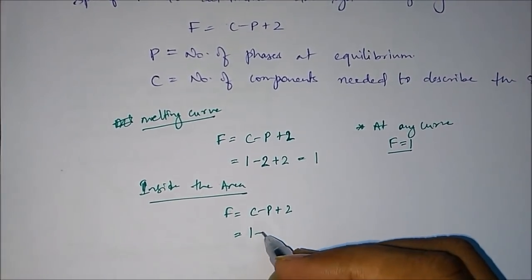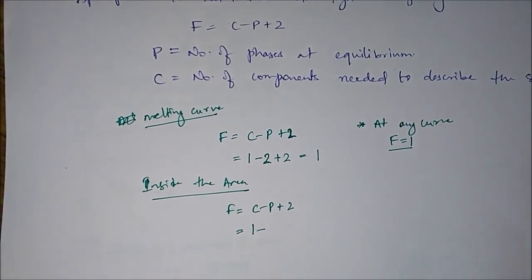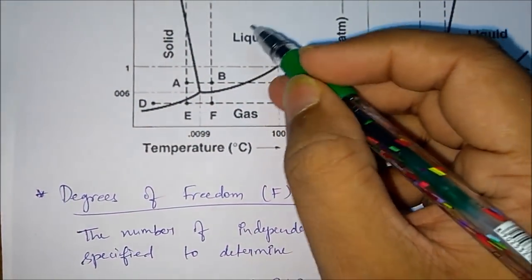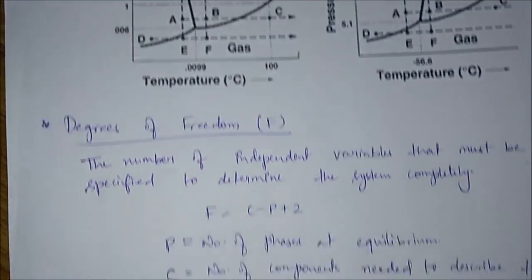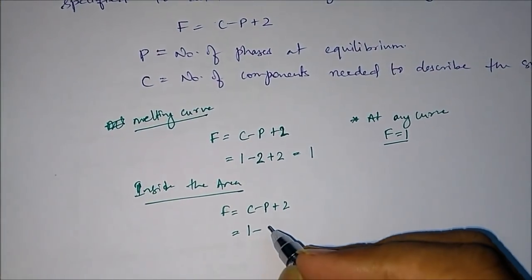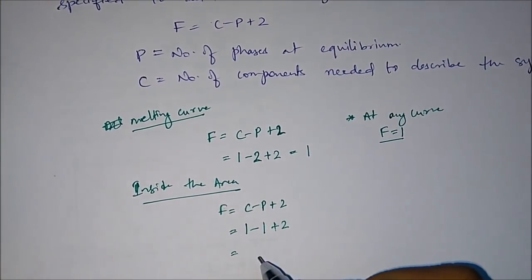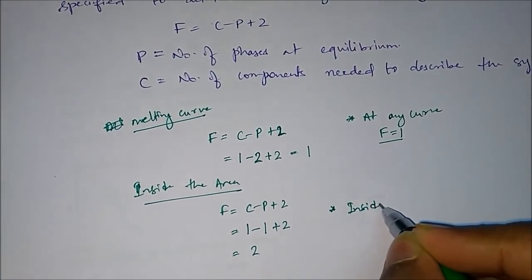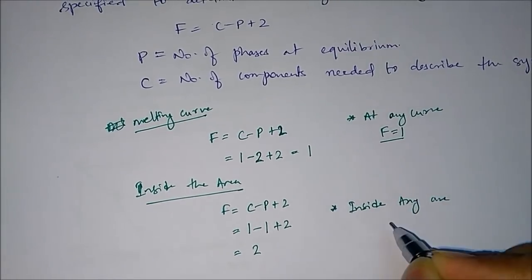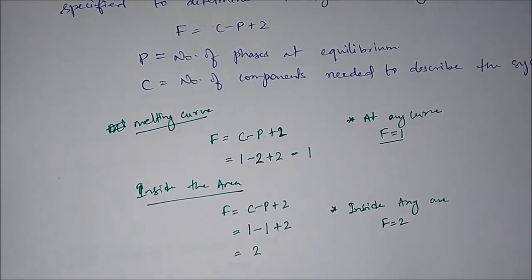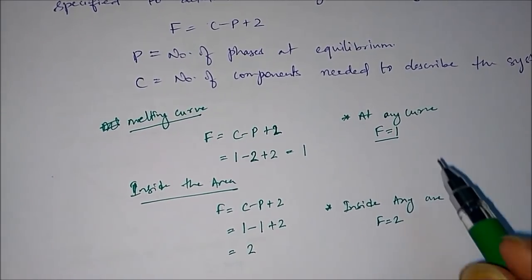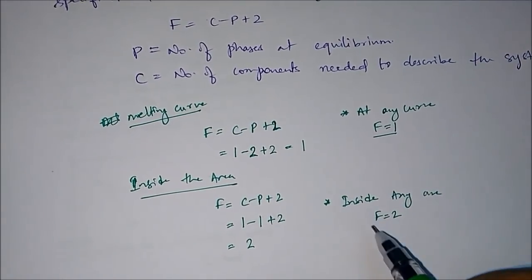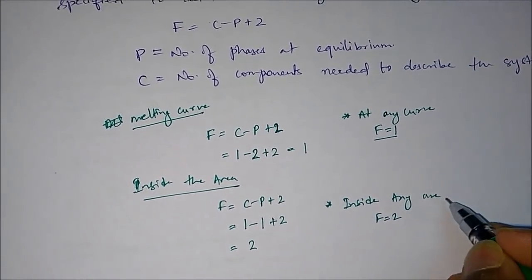And how many phases are there? In an area we have just one phase, that is, inside this area either solid is there, inside this area either liquid or gas. So we have just one phase here. So we have phase equals 1 and plus 2, so it will give you 2. So inside any area we have F equals 2. So this is also generalized. Anytime a question is asked on a curve, and you have to find the degree of freedom, just give 1. And if it is asked on any area, just give the value 2.